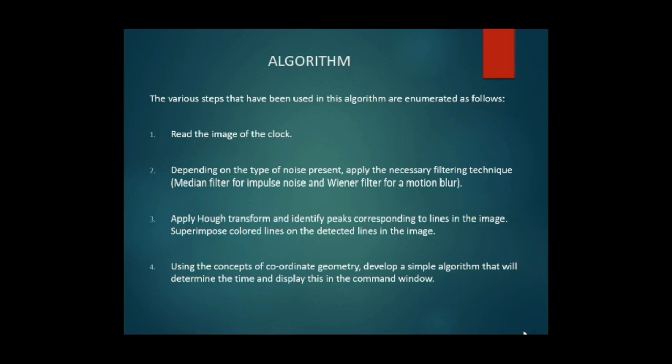Now, the algorithm that I proposed in this project contains the following steps. The first step involves reading the image of a clock. Then, depending on the type of noise that is present, we apply the necessary filtering technique, that is, a median filter for impulse noise and a Wiener filter for motion blur. Then, the filtered image is saved. Then, a hue transform is applied and peaks corresponding to lines in the image are detected using the hough peaks function. Colored lines are superimposed on the detected lines in the image using the hough lines function.